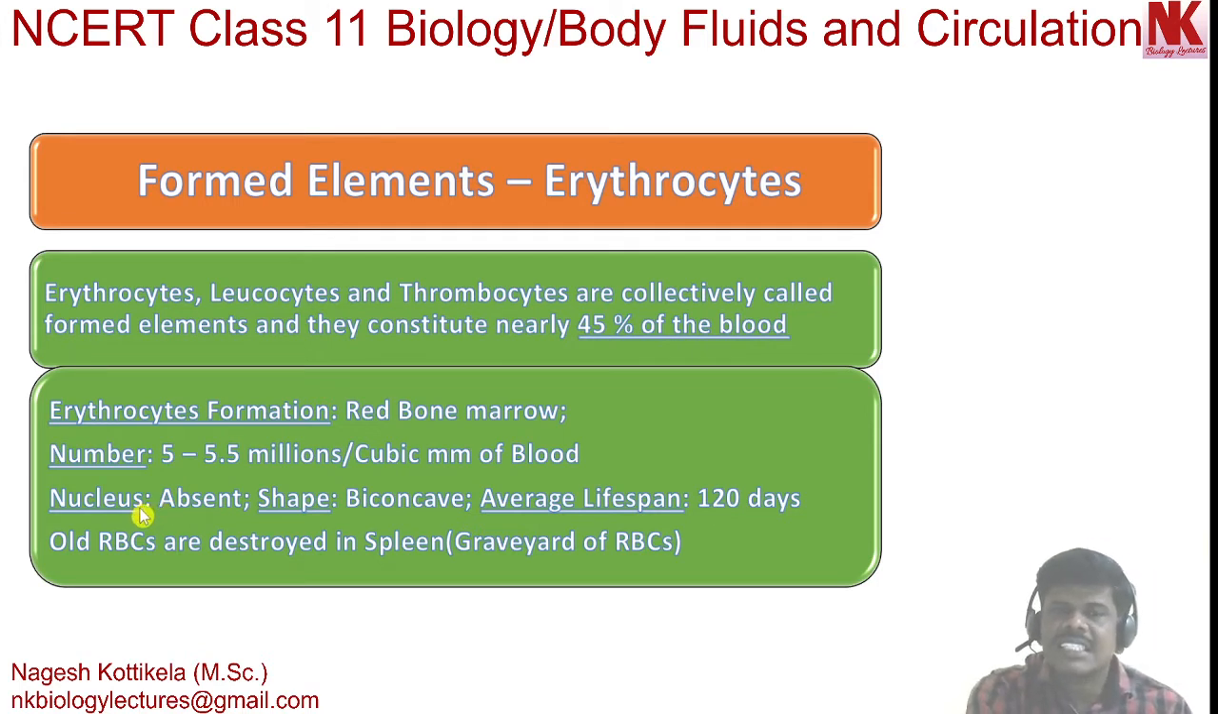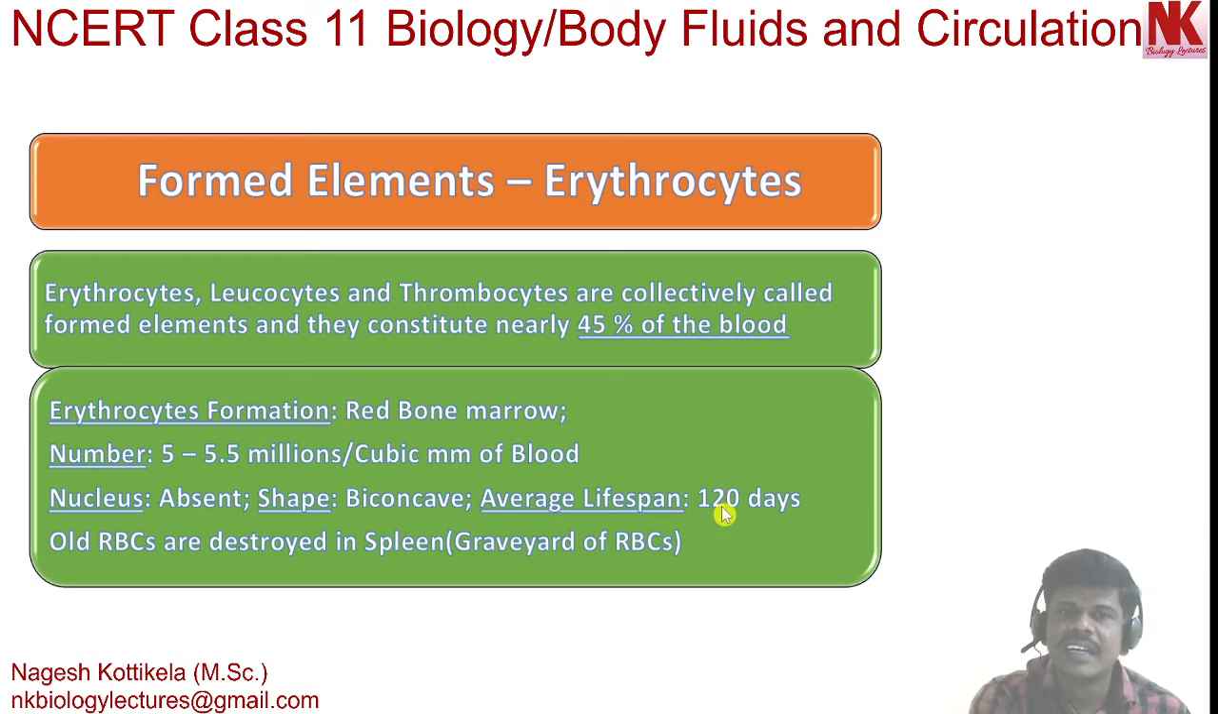RBCs are devoid of nucleus. Matured mammalian RBCs lack nucleus. This is because most of the space is provided to hemoglobin. Hemoglobin is a respiratory protein. Now, the shape of the RBCs is biconcave, and the average lifespan of RBCs is 120 days.